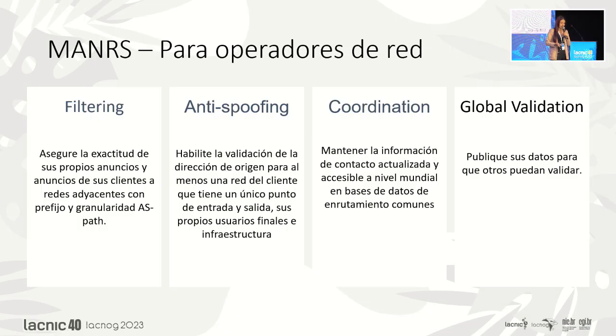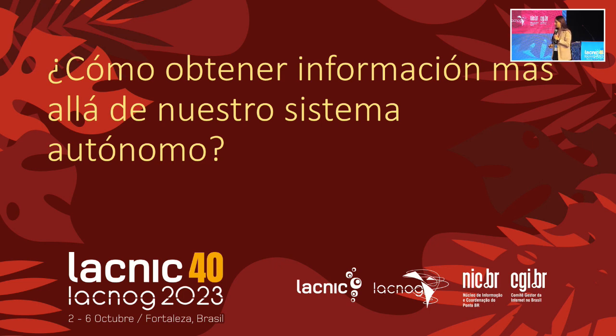And then we have global validation. This part is the one we'll be focusing on today. This part of global validation is about how to publish the data so that other networks can validate how we are generating the information, and whether the routes we're generating are valid routes and also trustworthy. And much in the same way, we use the information generated by others in order to validate whether the information we receive in our network is also trustworthy. So we're going to focus on this part of global validation, on this action of MANRS, and that is where the use of these two mechanisms will be very valuable. We'll be focusing on IRR and RPKI, namely.